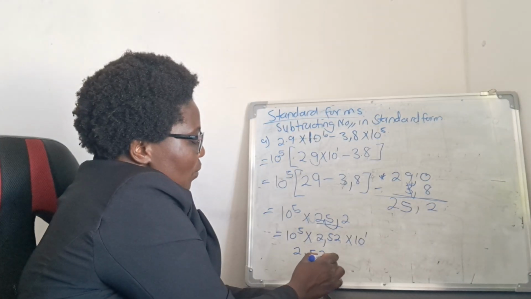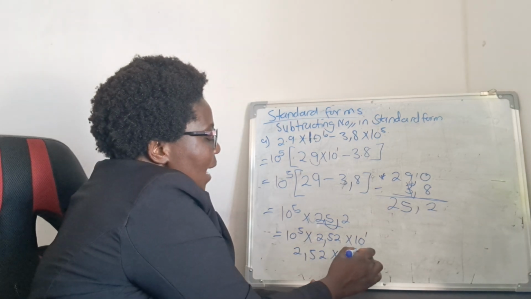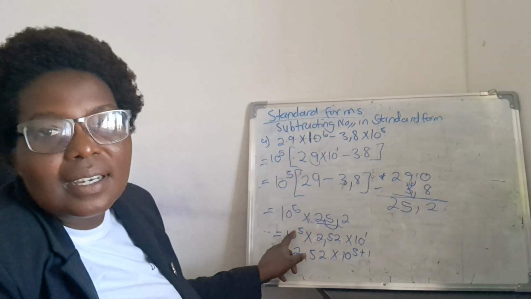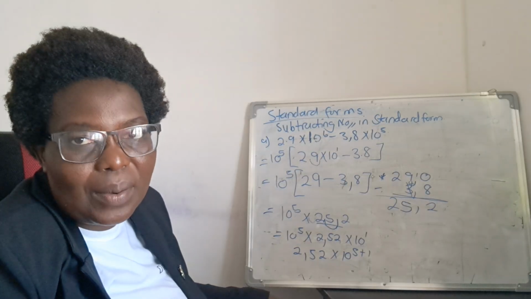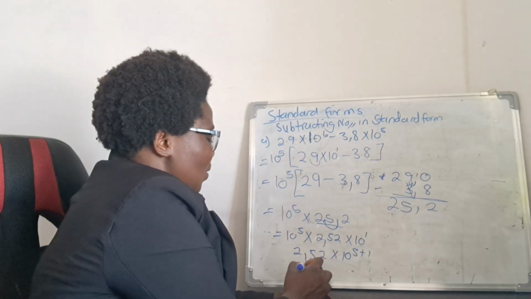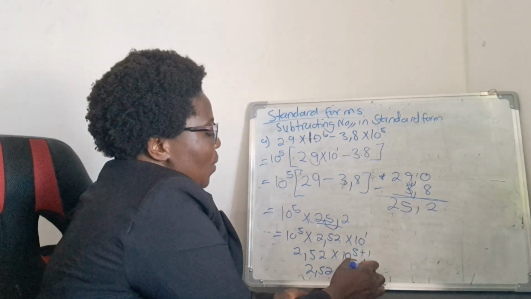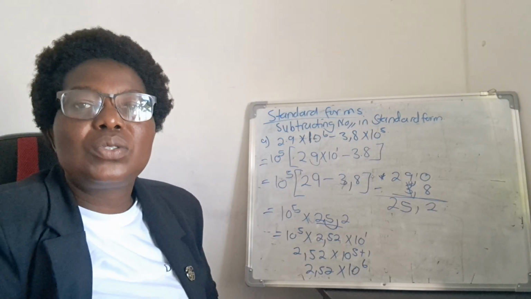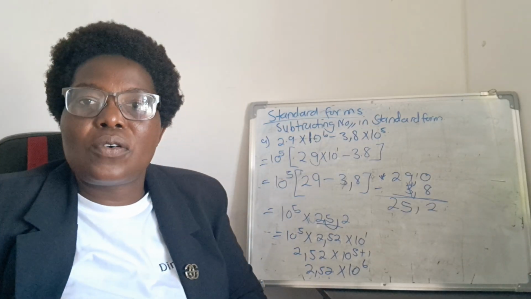It's going to be 2.52 times 10 to the power of 5 plus 1. Remember, when you're multiplying numbers with powers, you add the powers. So that gives us 2.52 times 10 to the power of 6. So this is how you can do your subtraction in standard form.